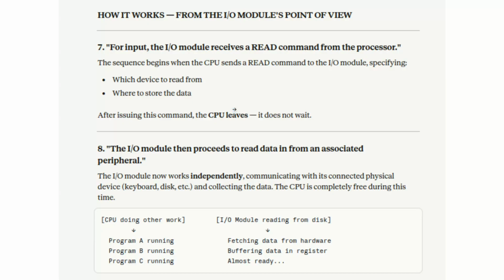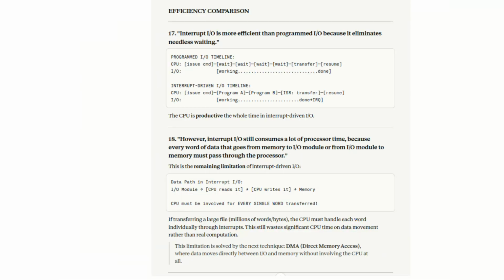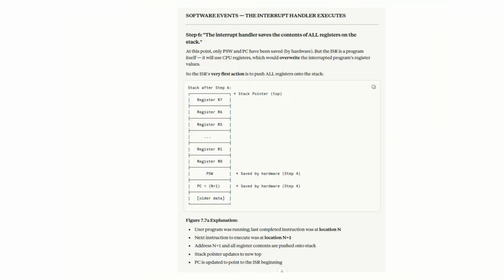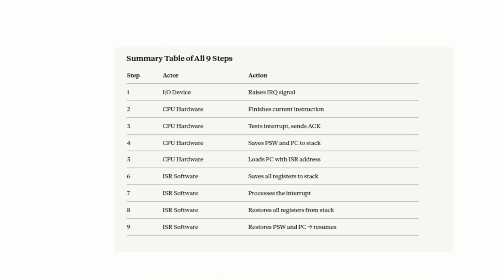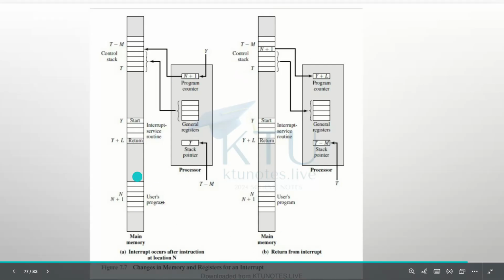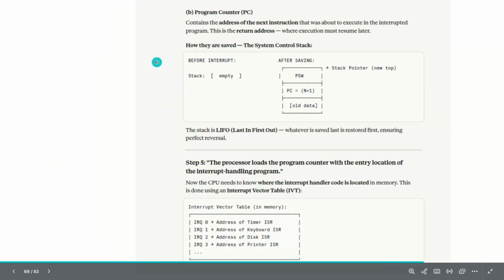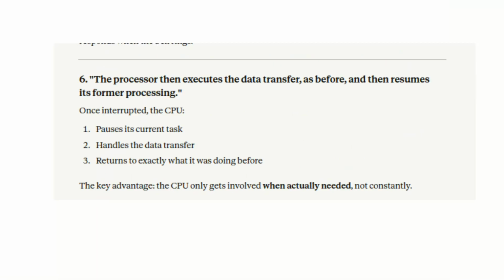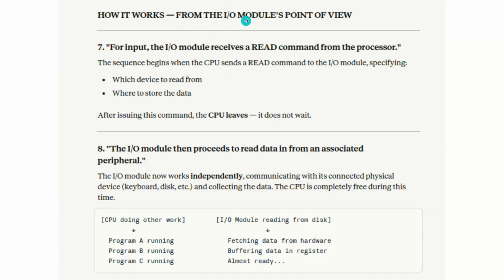Now here, if you see, there is a diagram. We have to understand this diagram, which is actually there in our textbook. We have to see how it works from the IO module's point of view. Let's see how this interrupt-driven I/O works from the IO module's point of view.